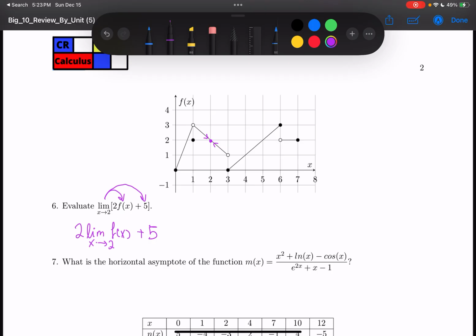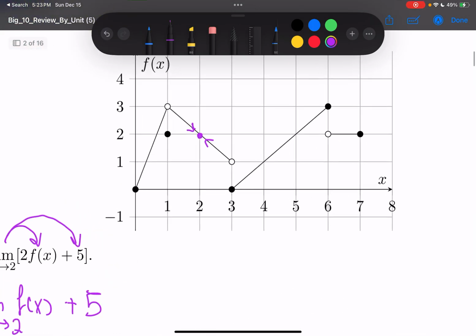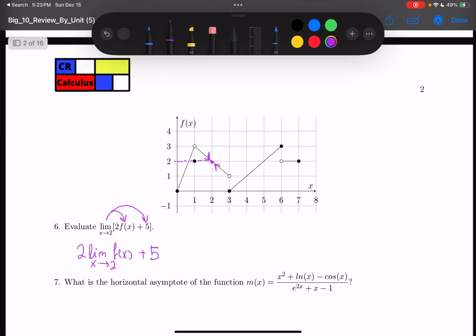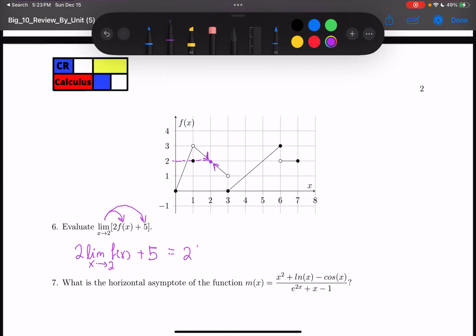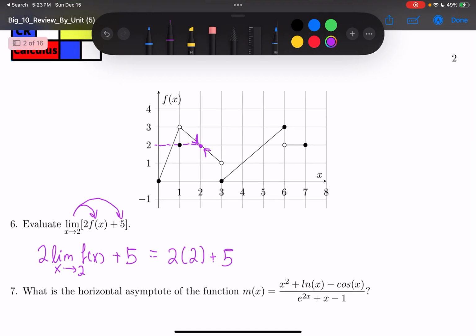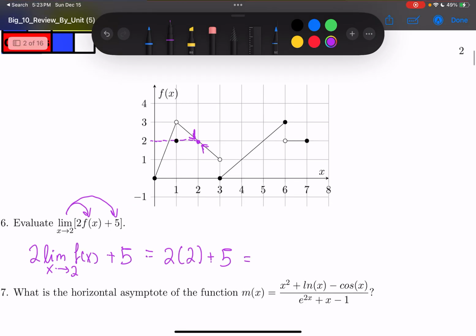Now the limit as x tends to 2 of f of x, as you can see on the graph, is approaching from both sides at x equals 2. The value of it is basically 2. So it is going to be 2 plus 5, which is going to be 7.